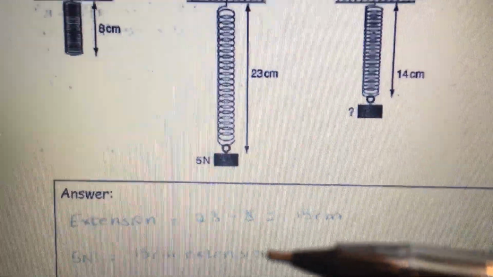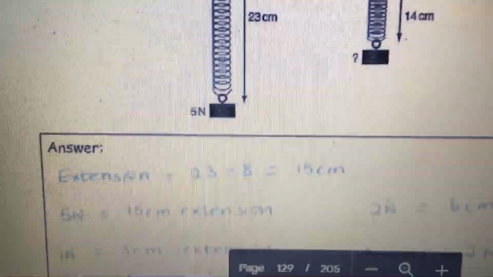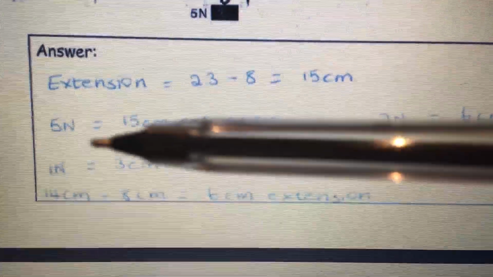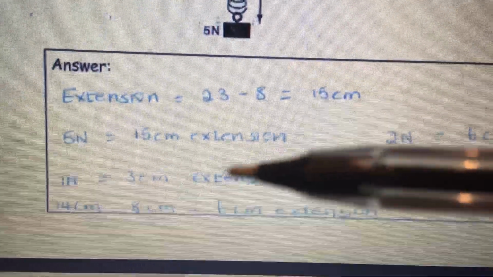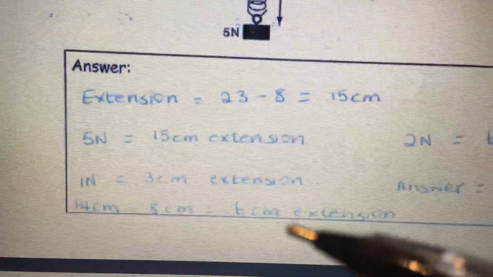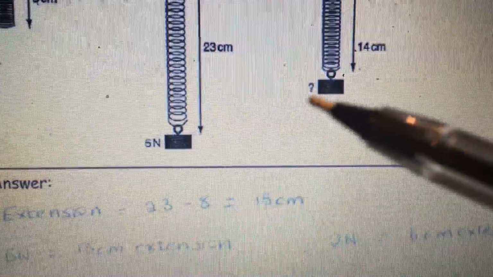So if 5 newtons causes an extension of 15 centimetres, what would 1 Newton cause an extension of? Well, 15 divided by 5 is 3. So again, 5 newtons causes an extension of 15. 1 Newton must cause an extension of 3 centimetres. That's going to help us to work out the unknown weight here.